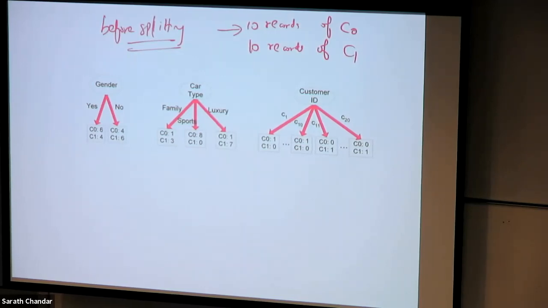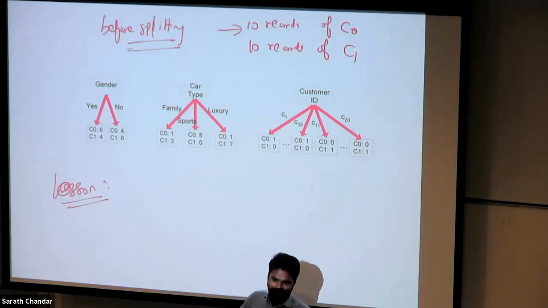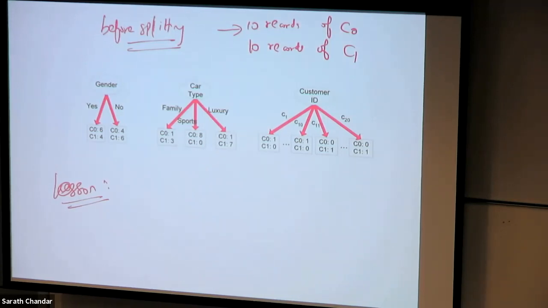Now, what is the lesson from this example? The lesson is, if you think about my reasoning for the second, my reasoning is very simple. It is based on how homogeneous this split is. Is it all 0 or all 1, or is it at least close to being all 0 or all 1, right? If it is not, then probably it's not a good split, okay? So basically, nodes with homogeneous class distribution are preferred.